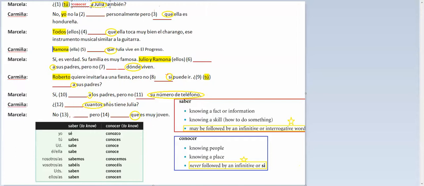And the subject, you're asking, do you know Julia also? So if it's you, if I go down here, here's you, and I go across to conocer. What I would want is conoces.